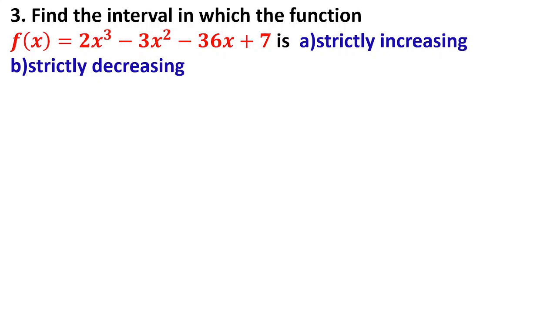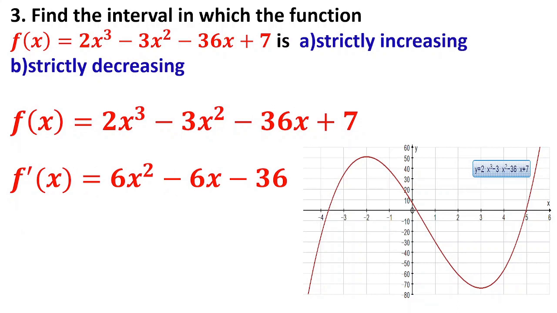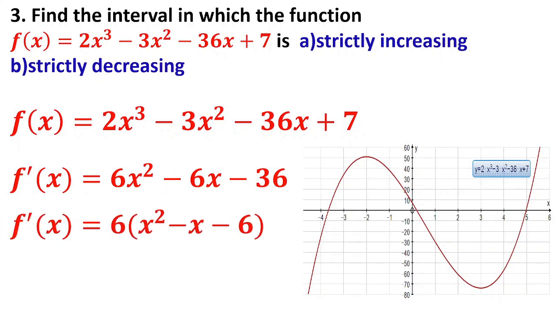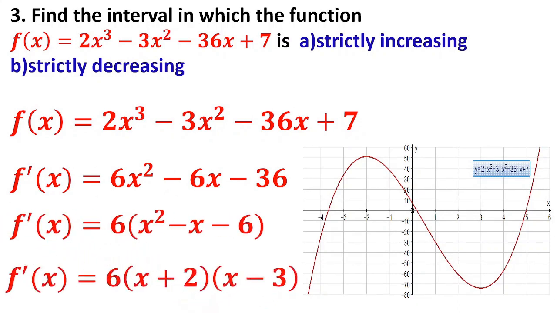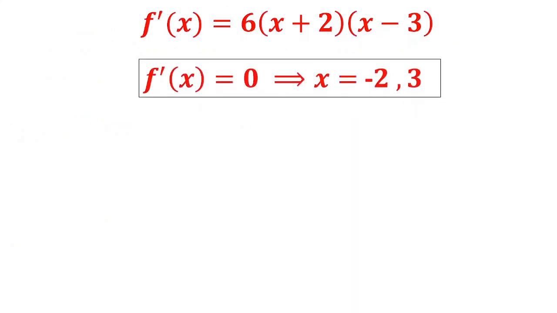Find the interval in which 2x cube minus 3x square minus 36x plus 7 is increasing or decreasing. It is a cubic polynomial. Differentiate it and you will get 6x square minus 6x minus 36. 6 can be taken outside. When I solve it, I will get x is equal to minus 2 and 3.